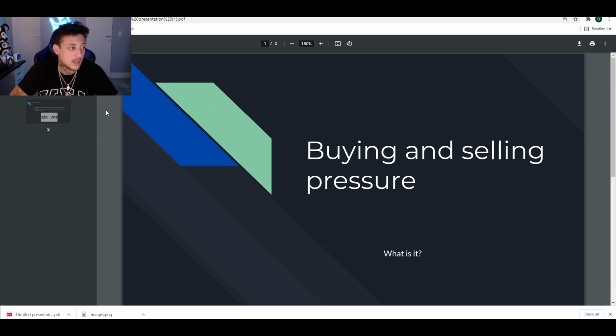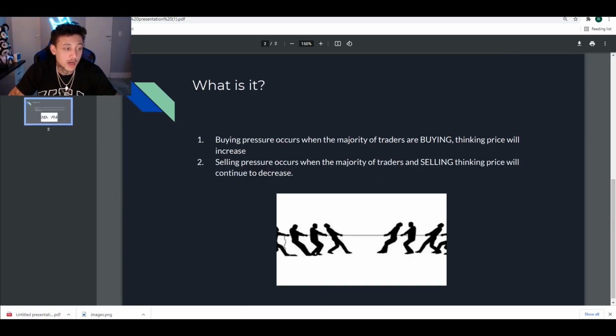It's nothing more than as simple as when buying pressure is occurring in the market, is when the majority of traders are buying thinking that price will increase. Vice versa, selling pressure occurs when the majority of traders are actually selling thinking that price will continue to decrease. Now, one thing you have to remember is that for every single buyer, there has to be a seller willing to sell him those contracts or whatever the case might be, but what happens is the volume itself. The buyers are going to have more volume, meaning that there's more buying pressure than there is selling pressure, and the sellers are going to have more volume when there's more selling pressure than the buyers, meaning that they're looking for price to go short.